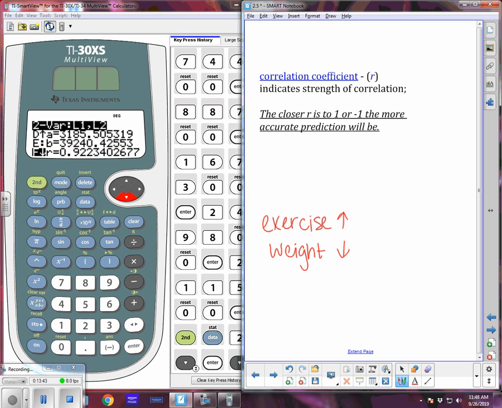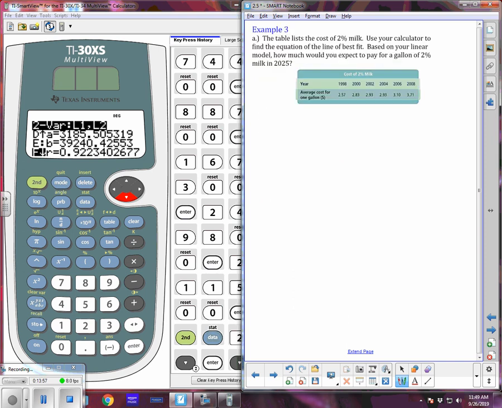So you want those values to be close to 1 or -1. I usually think a 0.9 or higher is really good, or 0.9 or -0.9 or lower. So I'll show you a couple examples of those as well.